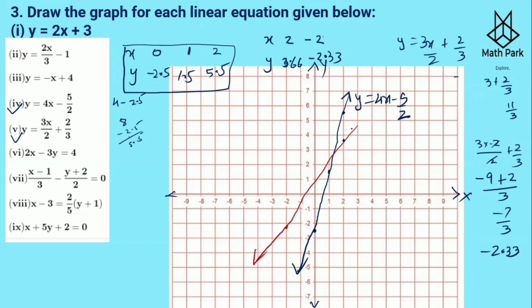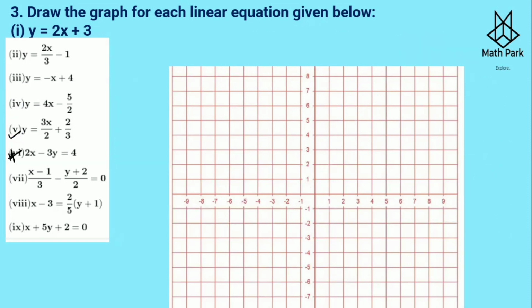So this is your line, and the equation of the line is y is equal to 3x upon 2 plus 2 by 3. So this is our line. So what is important here? Making the table is important. Now let us do the next one on another graph, the sixth one. Now let us start with the sixth one.